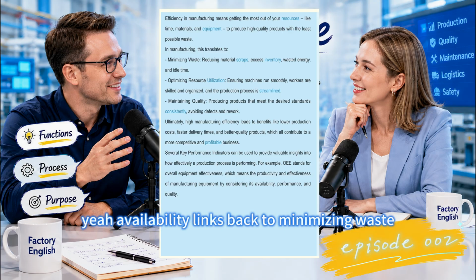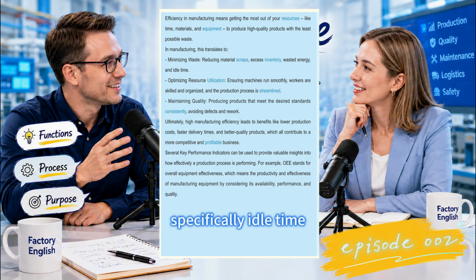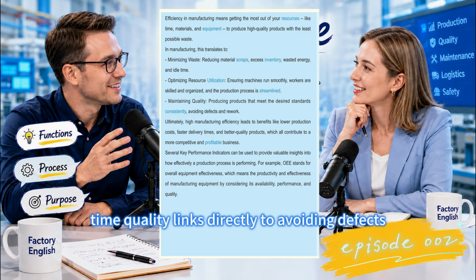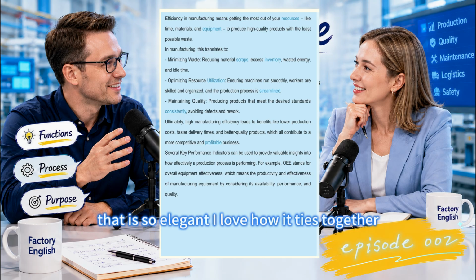You're totally right. Availability links back to minimizing waste, specifically idle time. Performance links to having optimized, streamlined processes. And quality links directly to avoiding defects. It's the exact same concepts, just turned into math. That is so elegant. I love how it ties together.